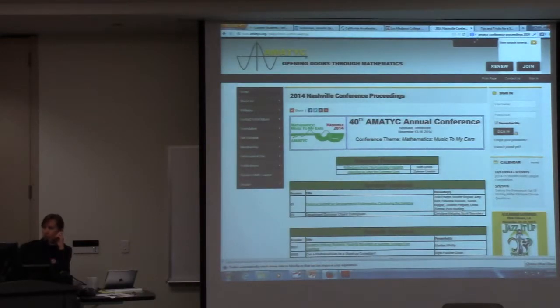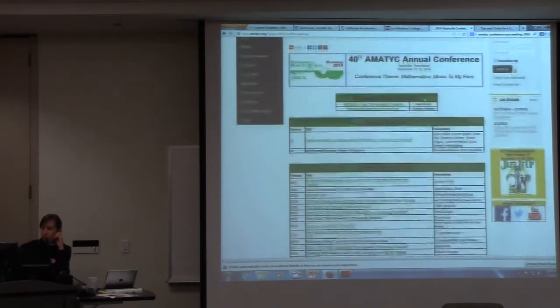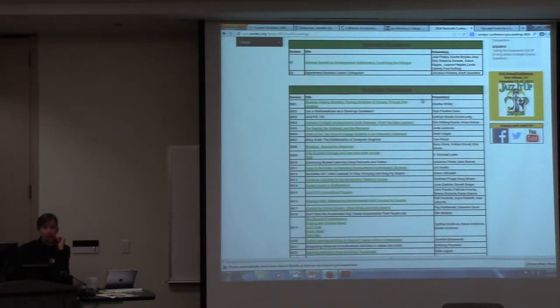And all you have to do is Google AMATIC Conference Proceedings 2014. And you can get to links to all of the talks that they have, handouts or PowerPoints. Okay, so you can see it in the upper right-hand corner, AMATIC Conference Proceedings 2014. And especially for the administrators, I wanted to give you some session numbers to look up, and I'll have them briefly.